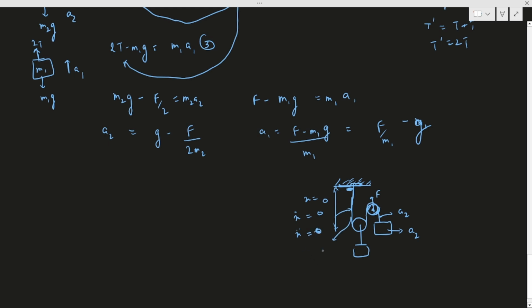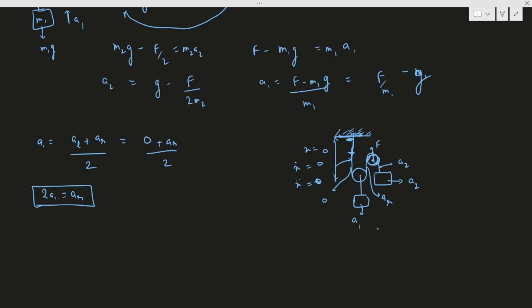So the acceleration of this part of the string is 0, and we have taken the acceleration of this block as A1. So A1 is equal to the acceleration of the left string plus the acceleration of the right string, by 2. The left string acceleration is 0, plus AR, by 2. So 2A1 equals AR. So we have got the acceleration of this string as AR.